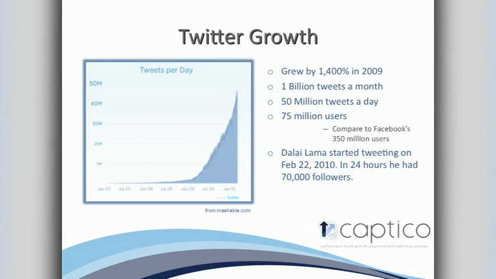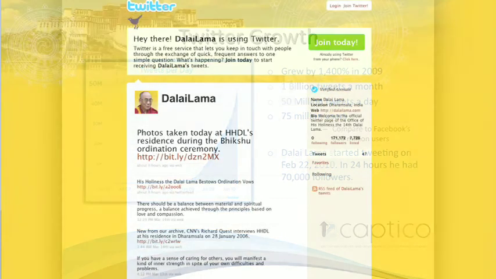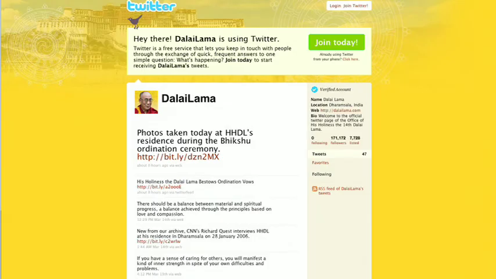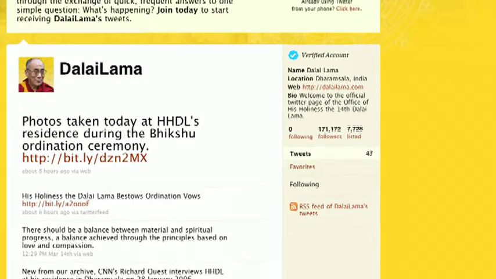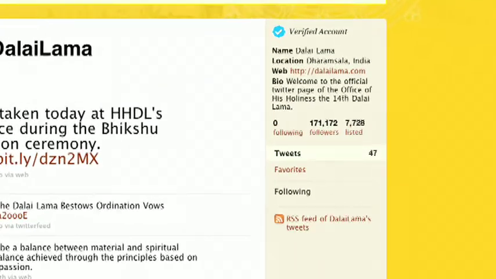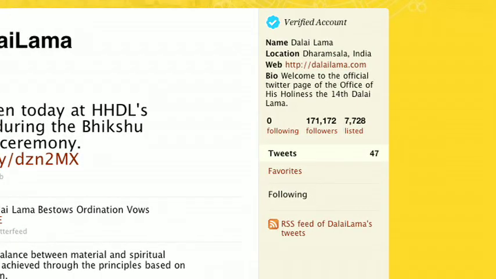Right now, there's over 1 billion tweets happening every month. And just to give you an example, last month, the Dalai Lama started tweeting for the first time. In 24 hours, he had over 70,000 followers. That's 70,000 audience members listening to what he has to say. So the implications for business and for getting your message out are unprecedented.